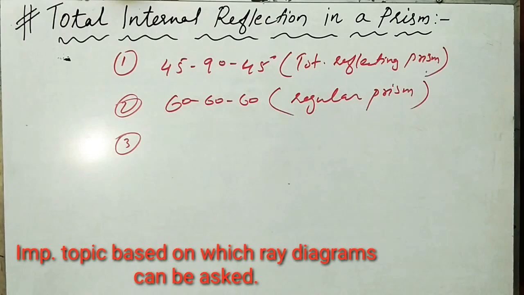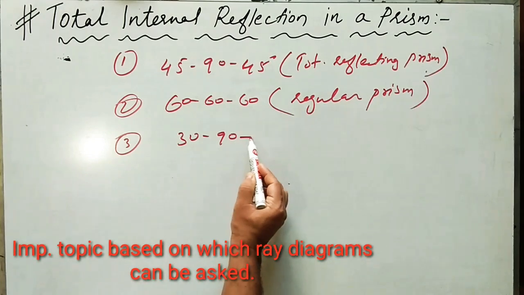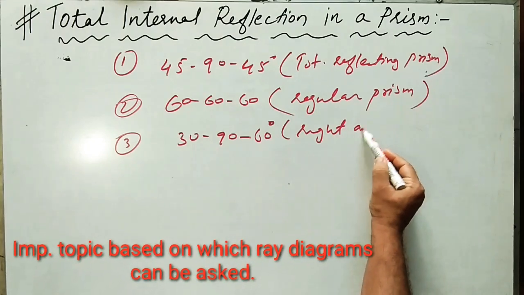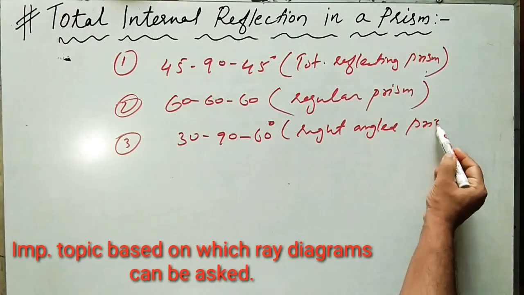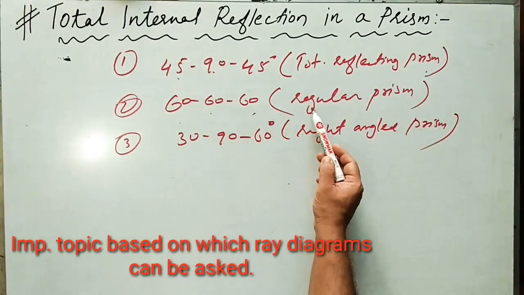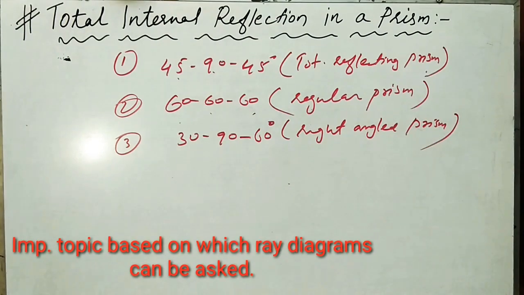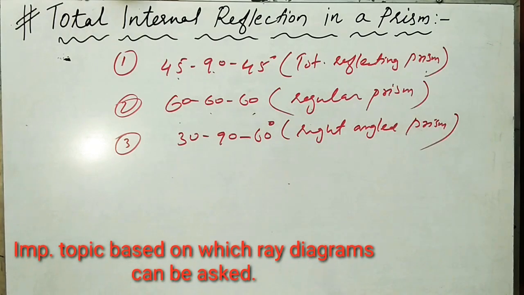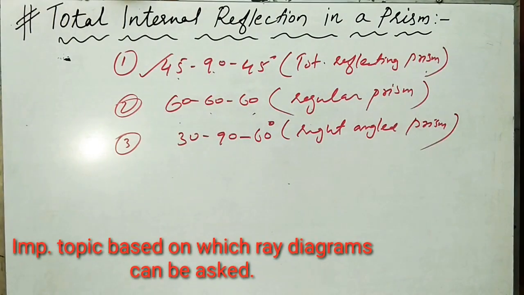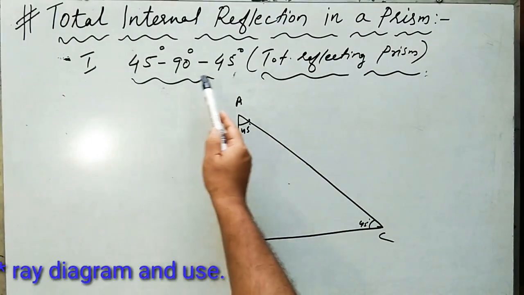And the third type of prism is the 30, 90, 60 degree prism. It is called a right angled prism. So these are the three types of prism: 45, 90, 45, the total reflecting prism; 60, 60, 60, the regular prism; and 30, 90, 60, the right angled prism. So let us study how total internal reflection takes place in the first type, the total reflecting prism. Now let us consider how TIR takes place through a 45, 90, 45 degree prism.